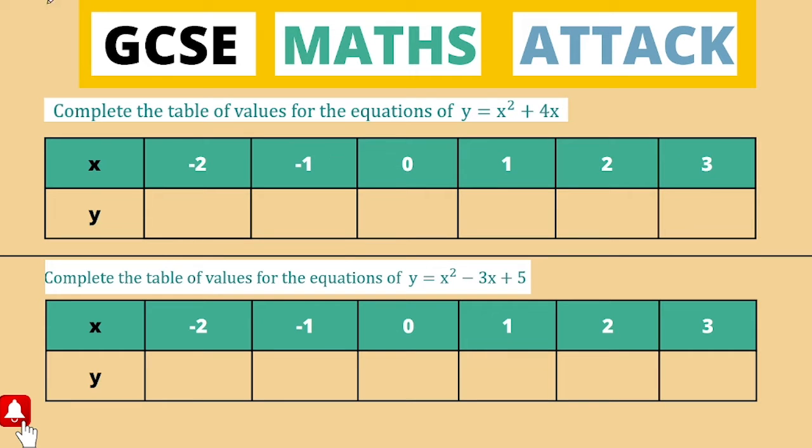So guys, have a go at this question. Both of them have asked you to complete the table of values. You have the equation of y equals x squared plus 4x, and then you have the other one of y equals x squared minus 3x plus 5. So pause the video and have a go at this question.